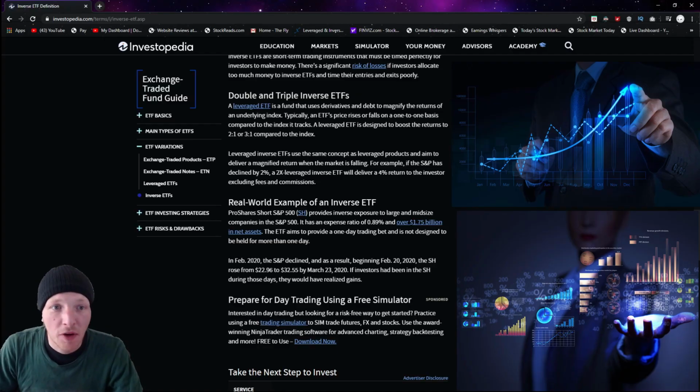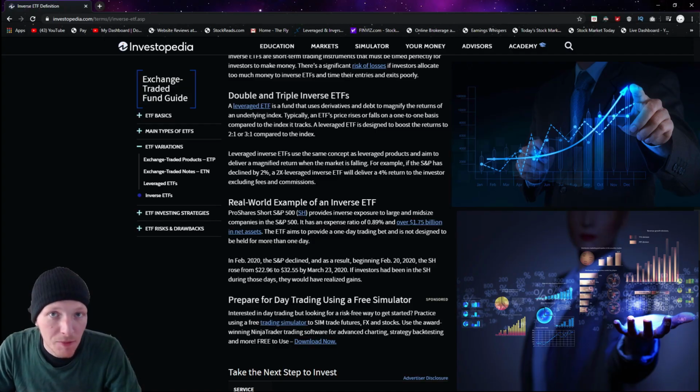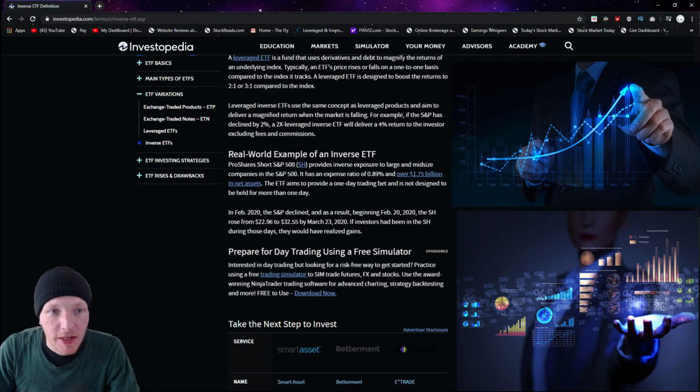A leveraged ETF is a fund that uses derivatives and debt to magnify the returns of an underlying index. Typically, an ETF's price rises or falls on a one-to-one basis compared to the indexes it tracks. A leveraged ETF is designed to boost the returns 2-to-1 or 3-to-1 compared to the index. That's why sometimes you'll see, like I've mentioned earlier, the leverage of the ETF or inverse ETF. It'll be either a ×1, ×2, or ×3 leveraged ETF. Leveraged inverse ETFs use the same concept as leveraged products and aim to deliver a magnified return when the market is falling. For example, if the S&P 500 has declined by 2%, a 2 times leveraged inverse ETF will deliver a 4% return to the investor, excluding fees and commissions.